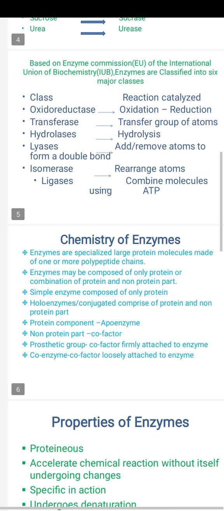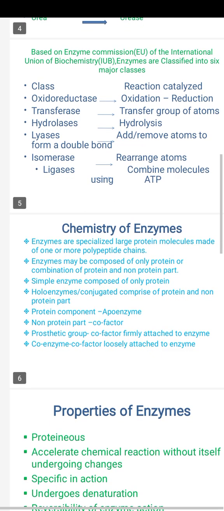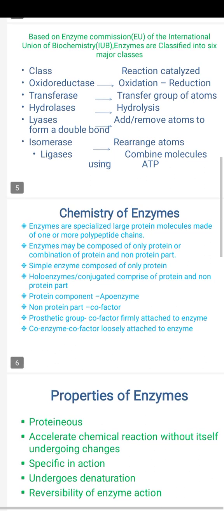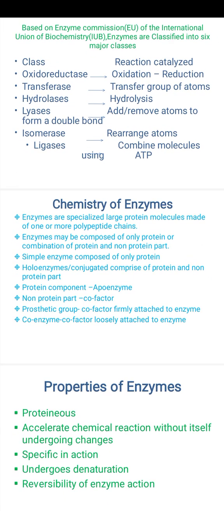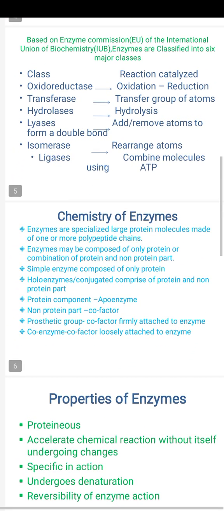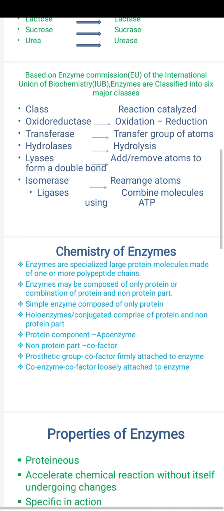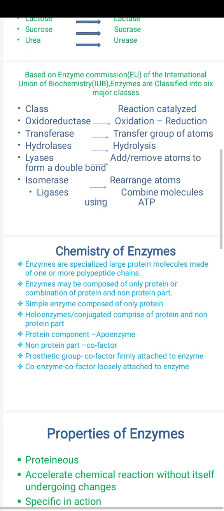Hydrolase, in that hydrolysis occurs. Lyase, in that there is addition or removal of atoms to form a double bond. Isomerase, in which there is rearrangement of atoms. Ligases, in that molecules are combined using ATP. These are the oxidoreductases, transferases, hydrolases, lyases, isomerases and ligases. These are the enzymes which are classified into 6 major classes on the basis of enzyme reaction.